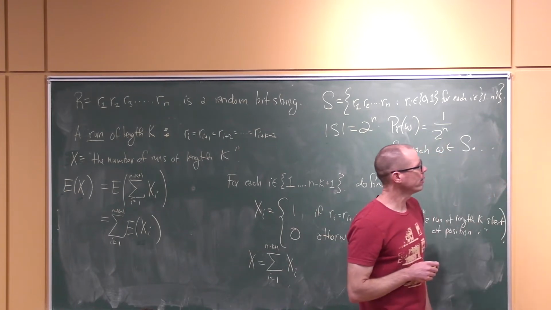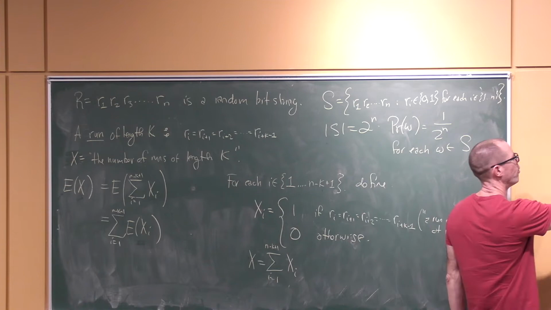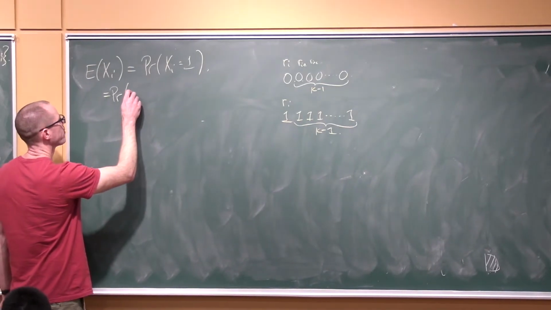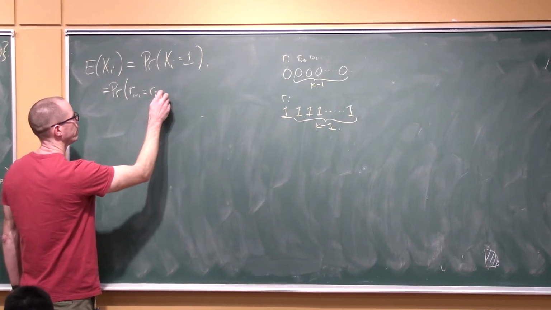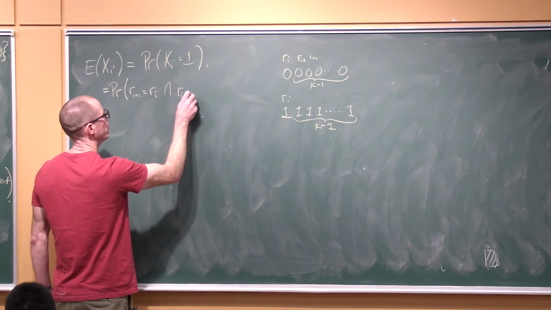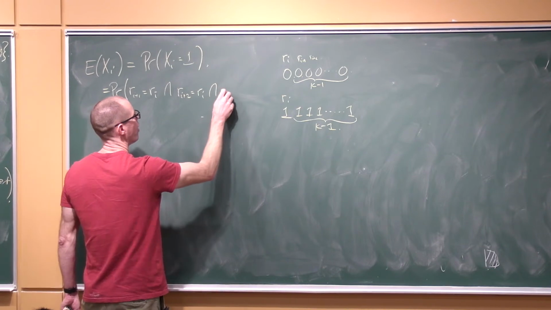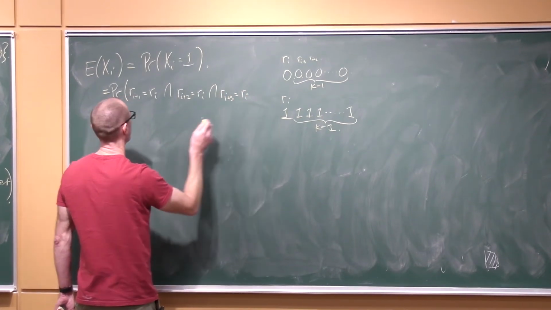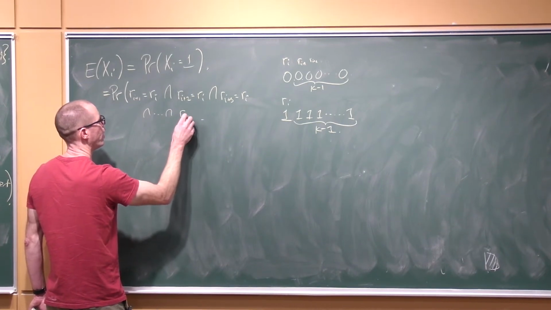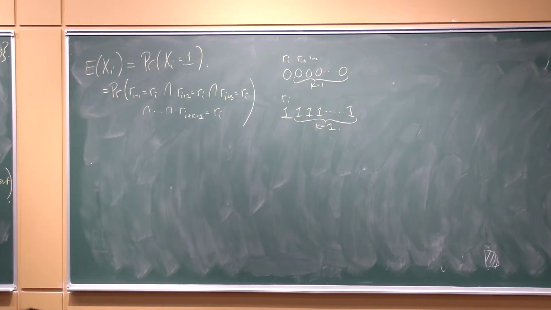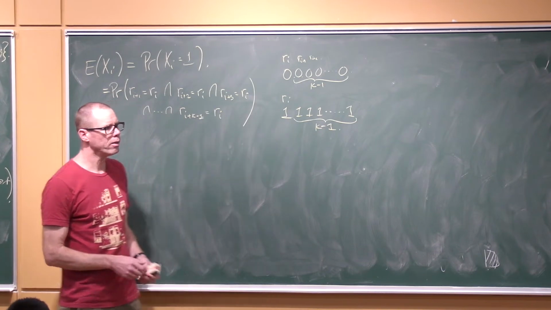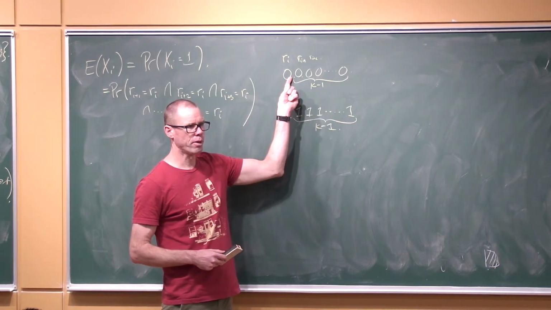So we can write that lots of ways, but here's one way to rewrite this. This is the same thing as saying that Ri plus 1 is equal to Ri, and Ri plus 2 is equal to Ri, and Ri plus 3 is equal to Ri, and so on up to Ri plus k minus 1 is equal to Ri. Just another way of writing that, maybe in some concise way: basically, all of these things are equal to the first one.